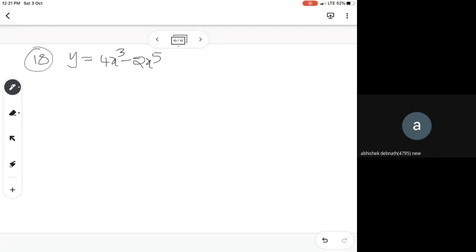So here tangent is nothing but a line. So you need to find out the slope first. Equation of the curve is given. So therefore slope can be found out by dy by dx. So dy by dx is equal to 12x square minus 10x to the power of 4. Isn't it?